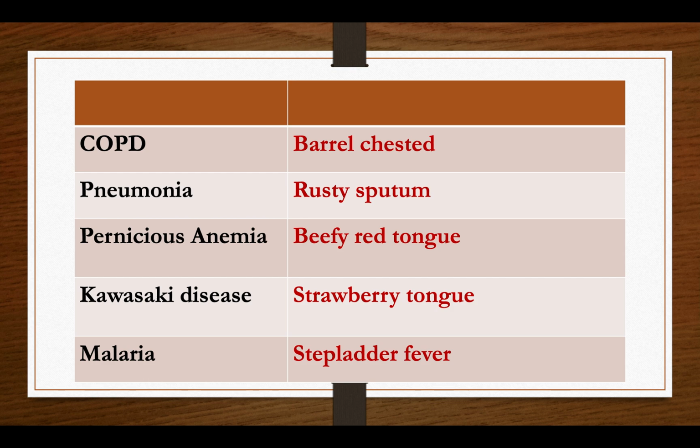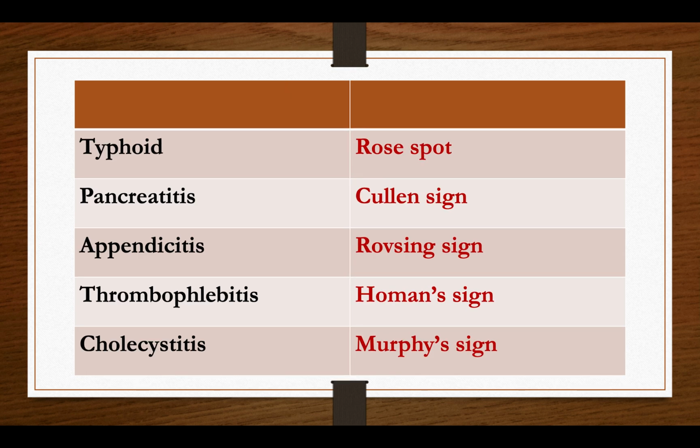Examples: in COPD, barrel chest; in pneumonia, rusty sputum; in pernicious anemia, beefy red tongue; in Kawasaki disease, strawberry tongue; malaria, stepladder fever; in typhoid, rose spot.